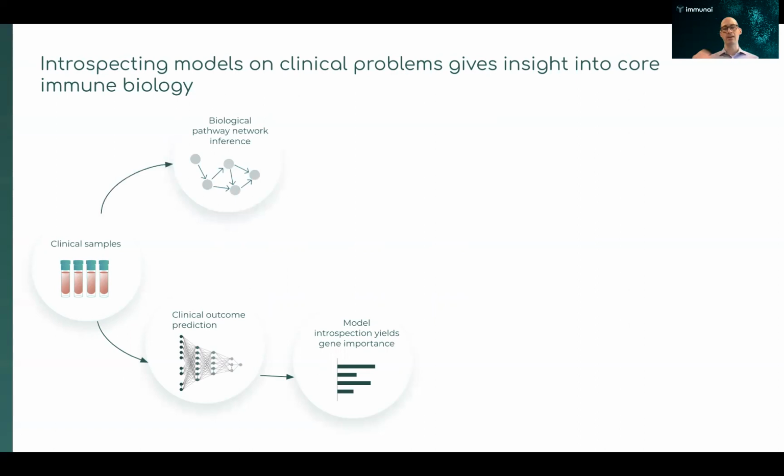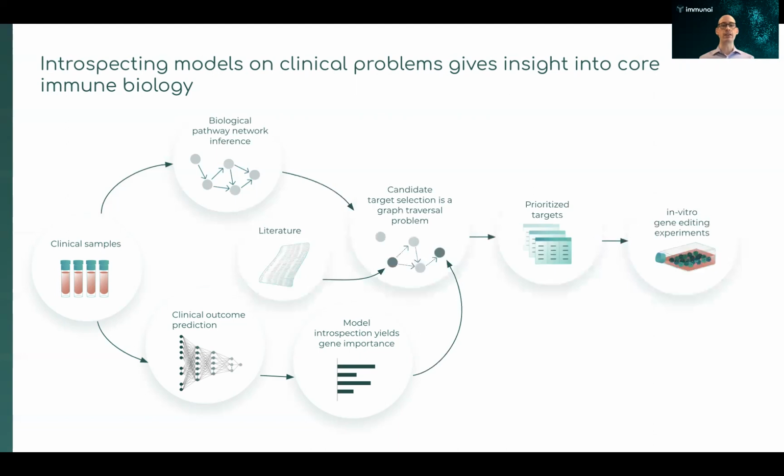Right, and what we can do is then combine this gene importance from our model introspection with other analysis. In particular, we're thinking about biological pathway network inference, where given a particular biological pathway of, let's say, 100 genes, we want to learn the causal relationships between those genes, right? And with that network, combined with our signal on, let's say, the responder, non-responder problem of what genes are important, we can start thinking about selecting what genes to go after, to edit, as a graph traversal problem.